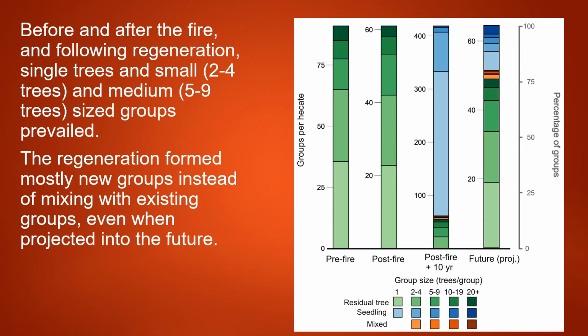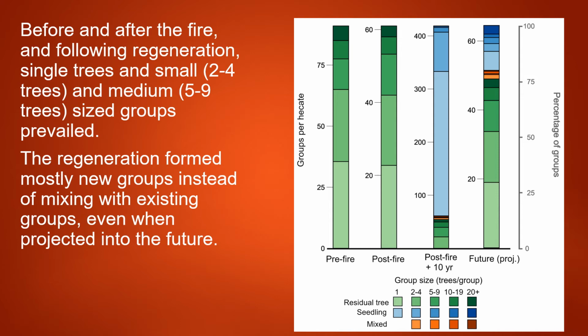So this might look a little complicated, but it really isn't. Let me walk you through this. So the light green is single trees, and with increasing darkness of the green, those are bigger tree groups. So the next one up from the singles is the 2 to 4, 5 to 9, and so forth. The blue is the regeneration. Again, the shading indicates the size of the groups.